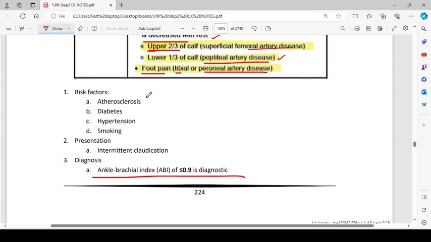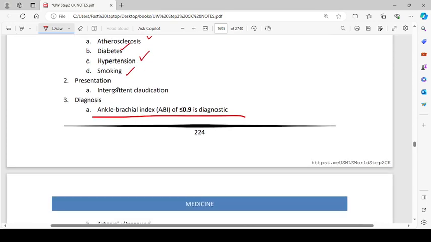The risk factors for peripheral artery disease are atherosclerosis, diabetes, hypertension, and smoking. Presentation is with intermittent claudication. You will be asked about a person who is like 70 years of age and he walks a particular distance, and then starts having leg pain, and then he has to rest for about 20 minutes, and then he starts walking again. So this is a classical vignette for peripheral artery disease.